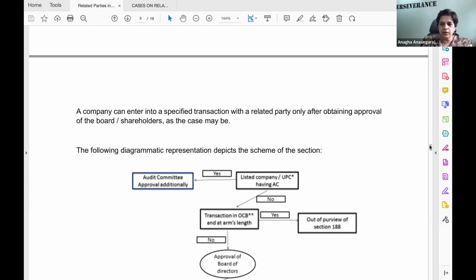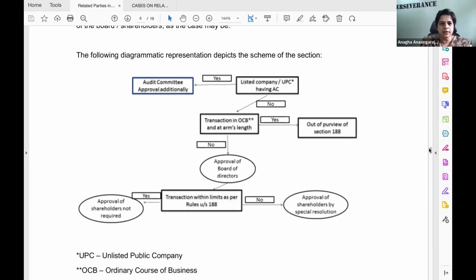So board approval is necessary for all cases, except those falling under the exception. But when the transactions go beyond the limits specified in the rules, then we need the shareholders' approval also. This is a diagrammatic representation of related party transactions, where the exception to the applicability of 188(1) is where the transaction is at arm's length and in the ordinary course of business. Only those transactions can be taken out of the purview of section 188. But for that also, we should have something on record to show that the transaction is in the ordinary course of business and at arm's length.